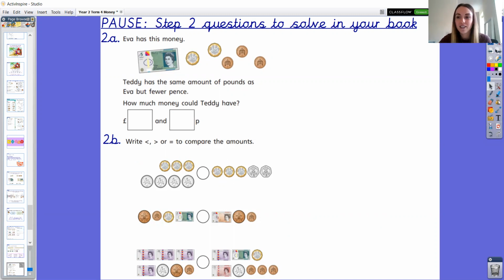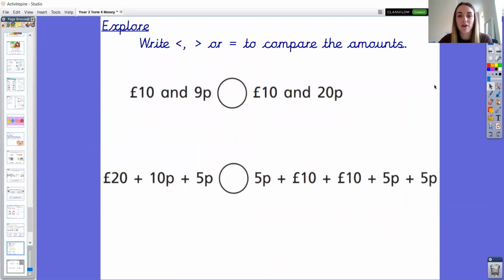Well done, Year 2. Okay, so let's explore step 3 together. Very similar to the last question, except this time we're looking at it in an abstract way. So we can't see the money, as in pictures of the money, and it's represented in numbers with the symbols instead.